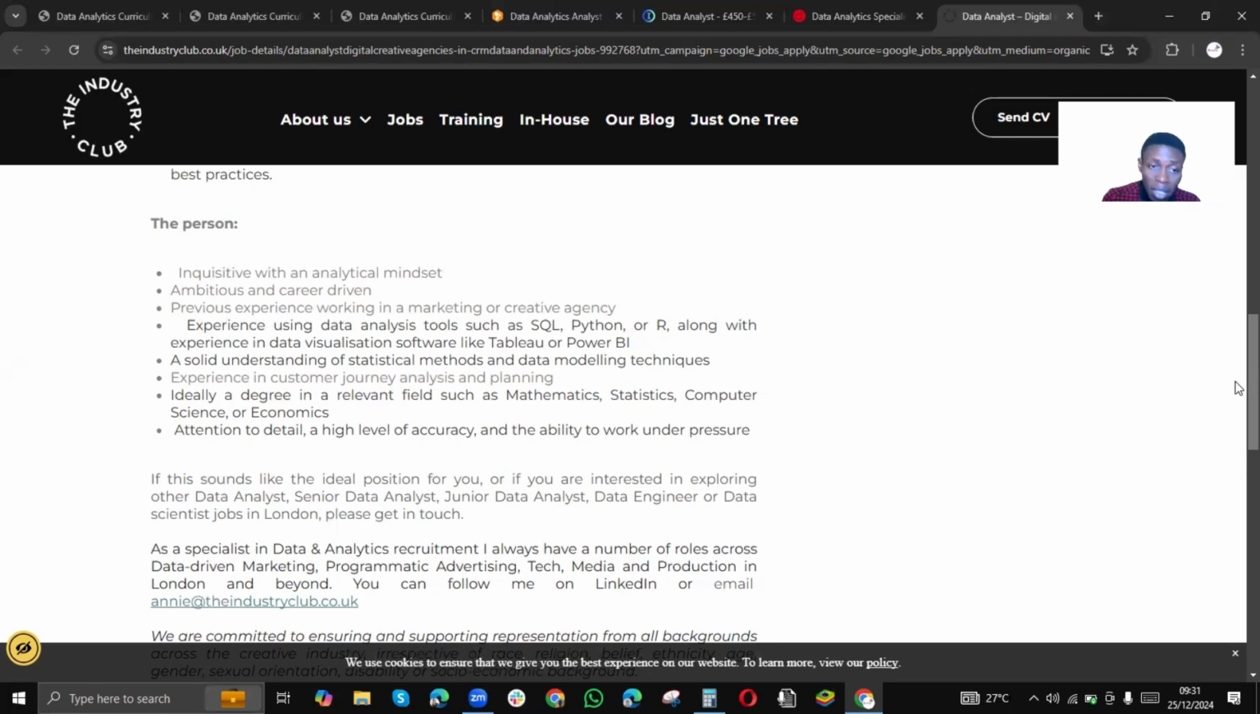Now, this job says, ideally, a degree in relevant fields such as mathematics, statistics, computer science, economics. That is if you have it. If you don't have it, it's not a prerequisite. You should not limit yourself, because there are a lot of jobs there. They require what you have and what you don't have. But what you want to look at precisely is what you can offer them based on what you already trained yourself in. However, positioning yourself more appropriately is most important.